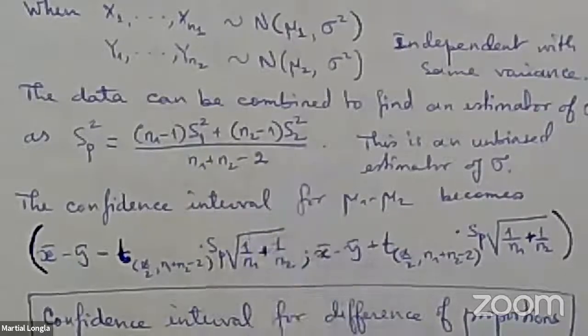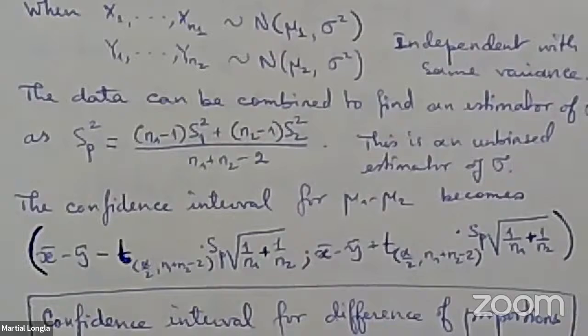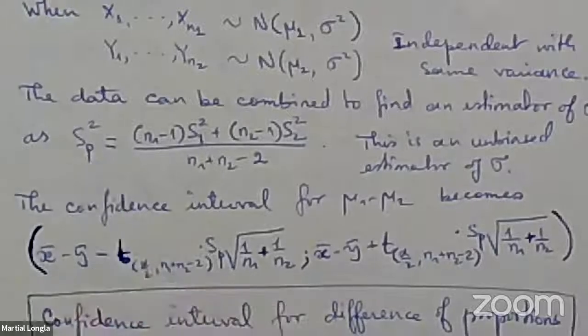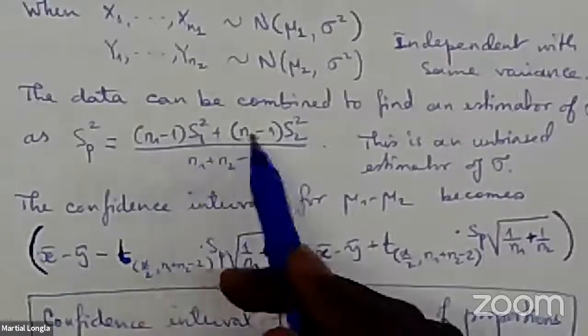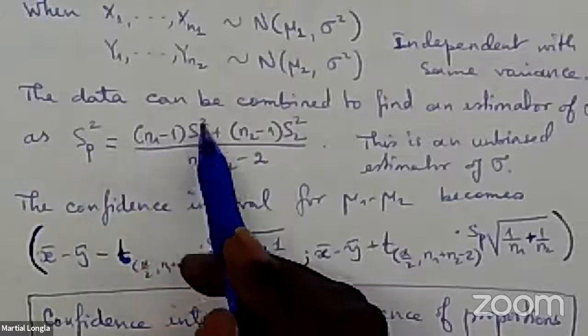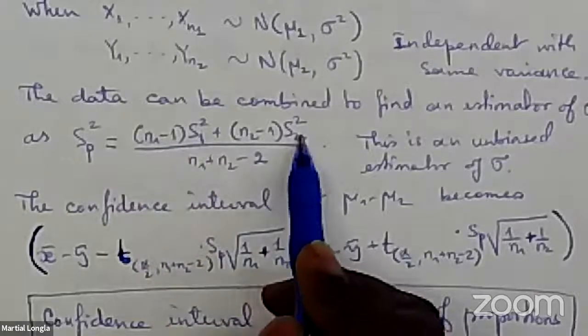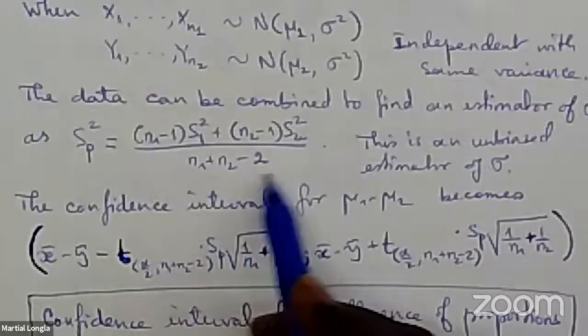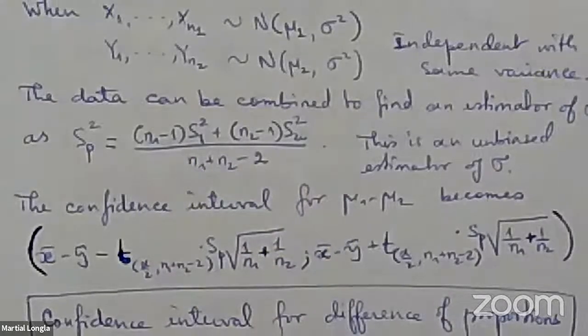Because otherwise you would have two estimators of the same value. Does that make sense? If they have the same variance and you estimate them separately, you are giving two estimators of the same variance, which doesn't make sense. So we pool all the data together and compute the sample variance, called the pooled sample variance, which is obtained by multiplying S1 squared by n1 minus 1, multiplying S2 squared by n2 minus 1, then dividing by n1 plus n2 minus 2.